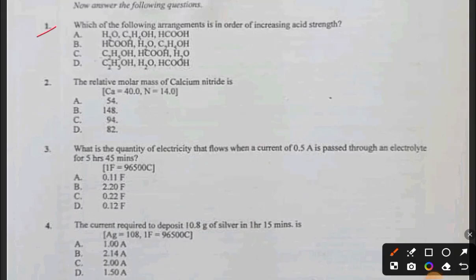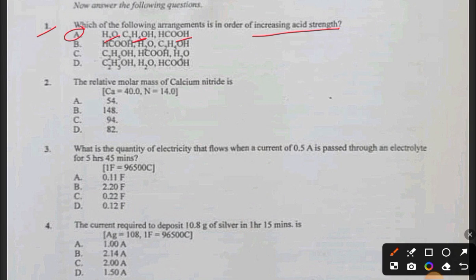Question 1. Which of the following arrangements is in order of increasing acid strength? The strength of an acid increases with the stability of its conjugate base. Ethanoic acid has the most stable conjugate base, followed by ethanol, followed by water. So number 1 is A.